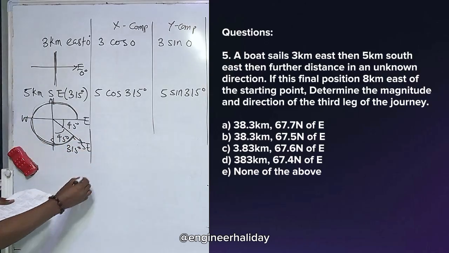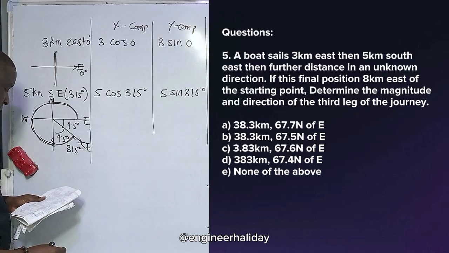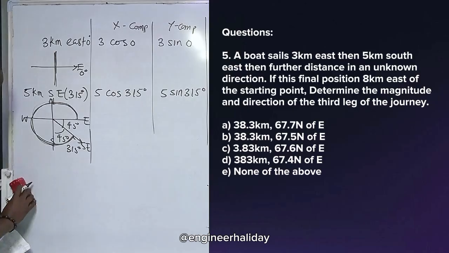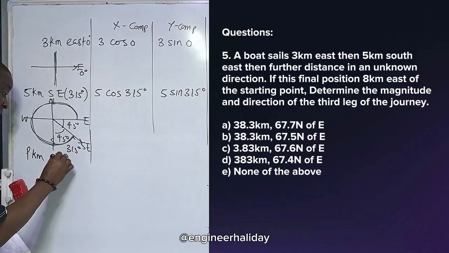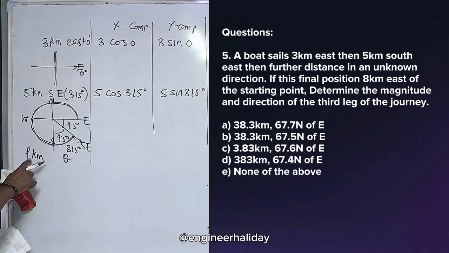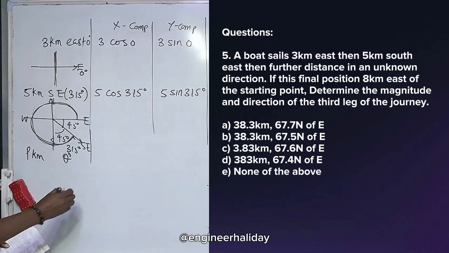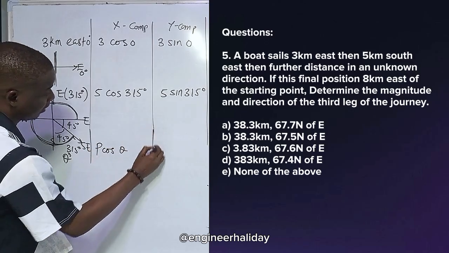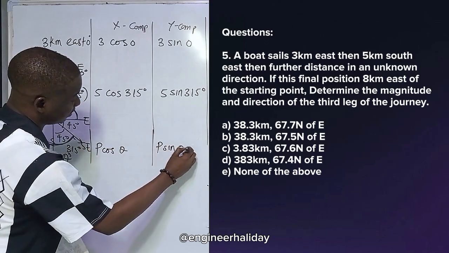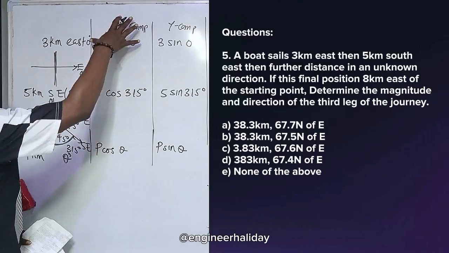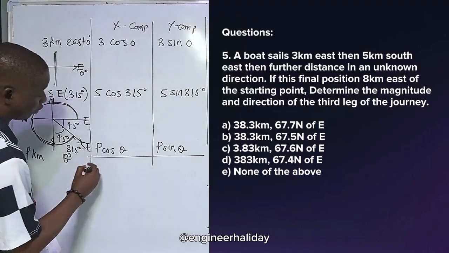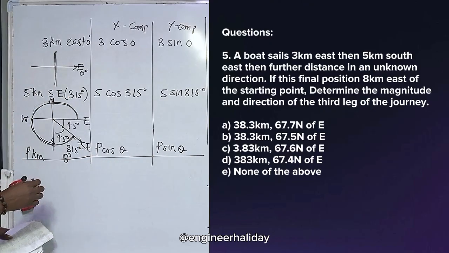Then they said a further distance in an unknown direction. So we don't know the distance now. Let's say the distance is P kilometers in a different direction of theta. A further distance in an unknown direction, theta degrees, which will now be resolved as P cos theta, while here will be P sin theta. Now what we are going to do is sum these up together and equate them to a particular resultant.